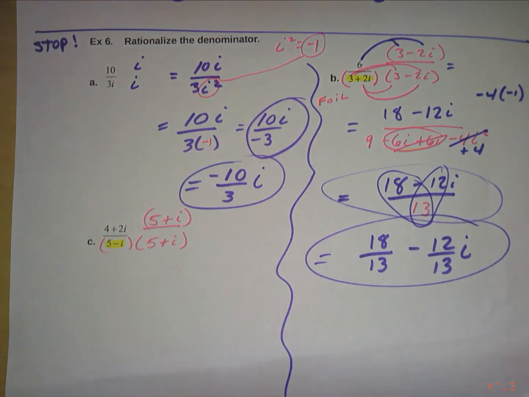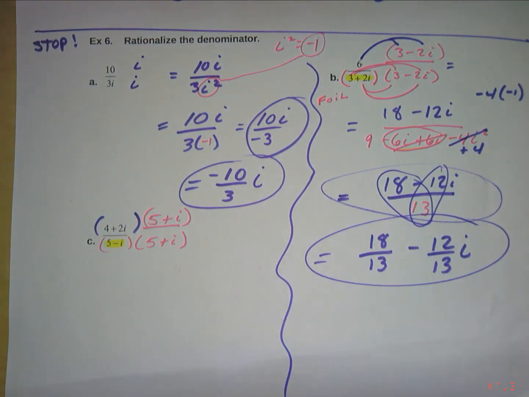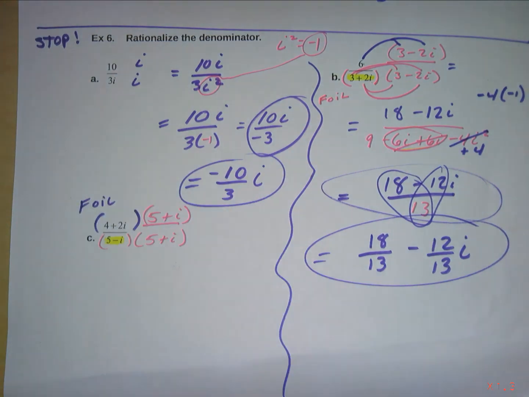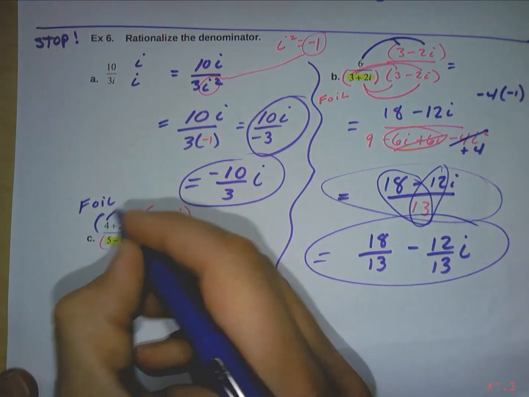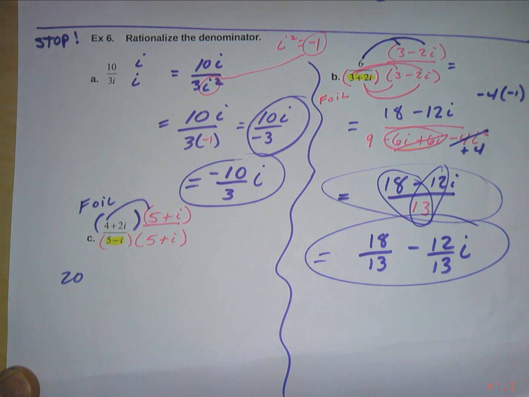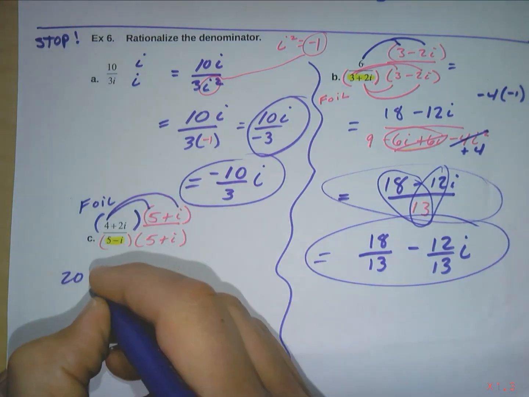Now on top, I have 4 plus 2i. So I have a binomial and another binomial. If I have a binomial times a binomial, that means I got to FOIL. I'll do the top in purple again. So I'm going to take 4 times 5, we know is what, 20? I got 4 times i is 4i.